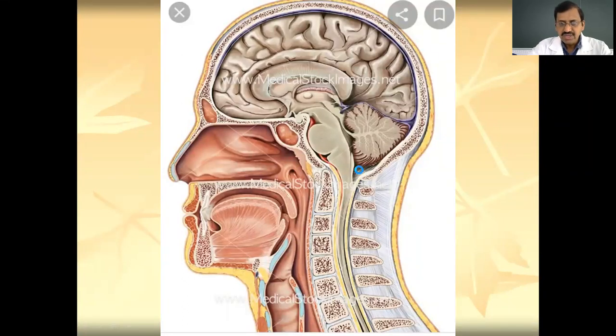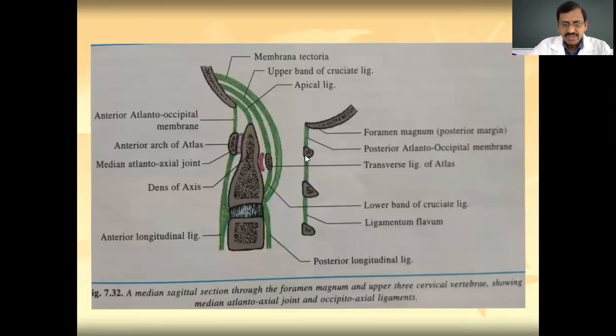Here you see the cranial cavity, the anterior arch and the posterior arch of the atlas. This is the axis, and this is the dens. In between the posterior arch of the atlas and the posterior margin of the foramen magnum, there is a membrane called the posterior atlanto-occipital membrane. This is the area where we introduce the needle into the cistern. This is the exact location for the cisterna magna.